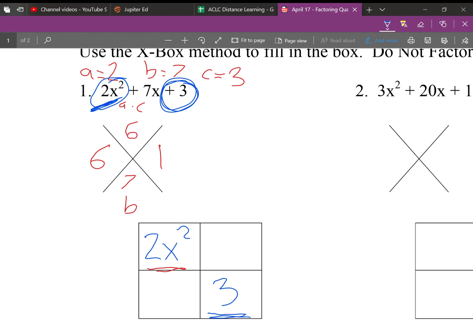And then for the other two boxes, I'm going to use those two numbers I found, right? I'm going to take this 6, and I'm going to put it here, but I'm not just going to put 6, I'm going to put 6x. And then in my other empty box, I'm going to take this 1, and I'm going to make that 1x. Now, I bet for some of you, you can see where we're going with this.